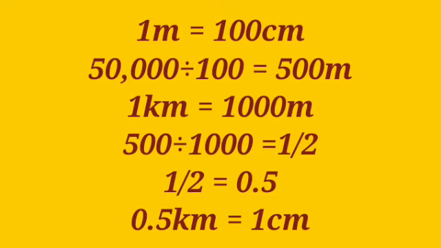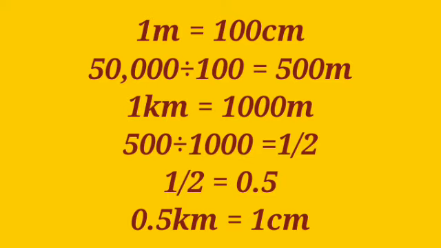Since we are going from a smaller unit to a larger unit, we will divide. We have to convert 50,000 centimeters into meters, so we will divide 50,000 by 100. The answer is 500 meters. Now, convert these 500 meters into kilometers. And you know 1 kilometer equals 1000 meters. When you convert meters to kilometers, you will divide 500 by 1000.